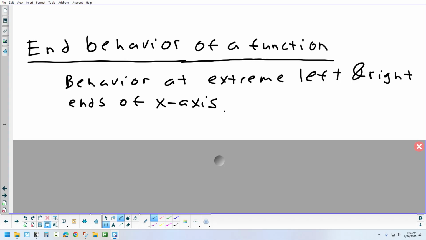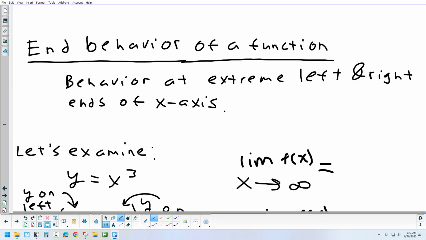When you draw a parabola and you look at the ends of it, do you have one end go up and one end go down, or do they both go the same way? Right, they both go the same way. So that's what we're trying to figure out. Does one end go up, one end go down, or do they both go the same way?